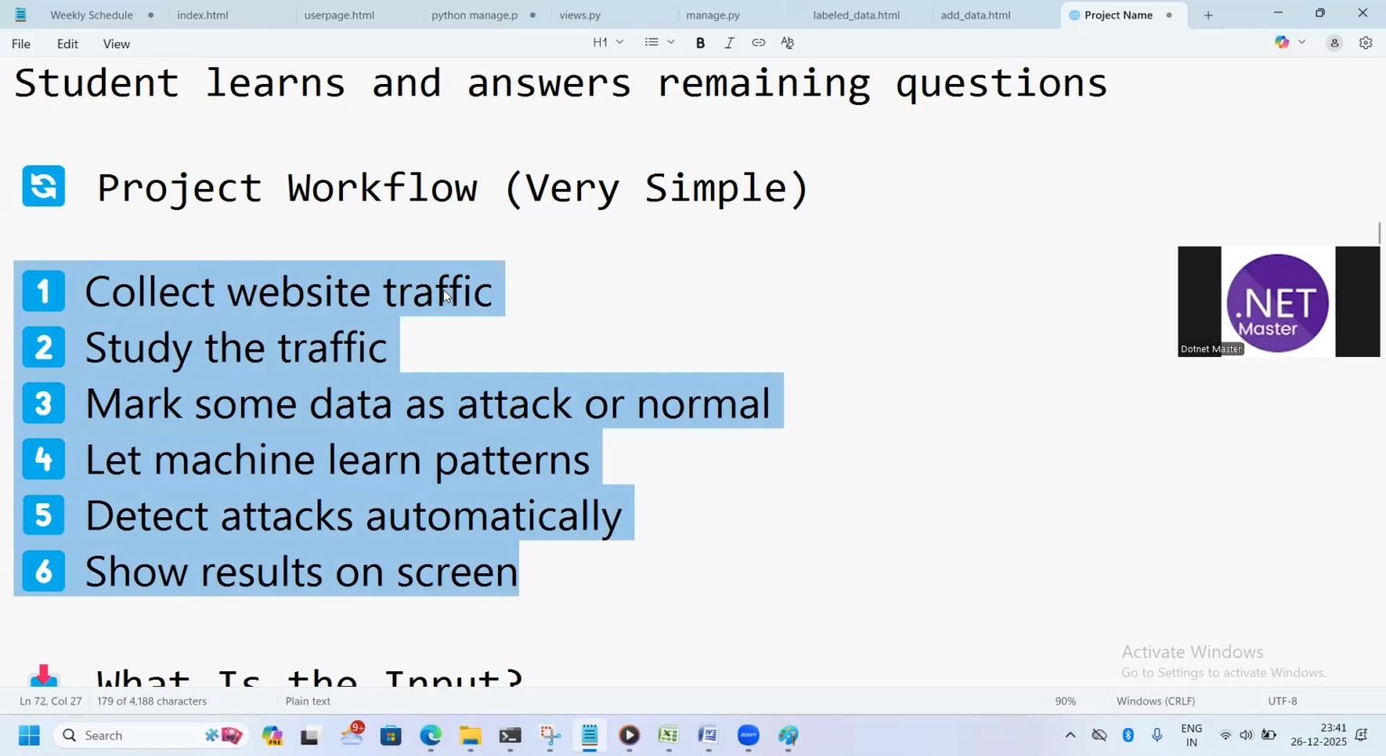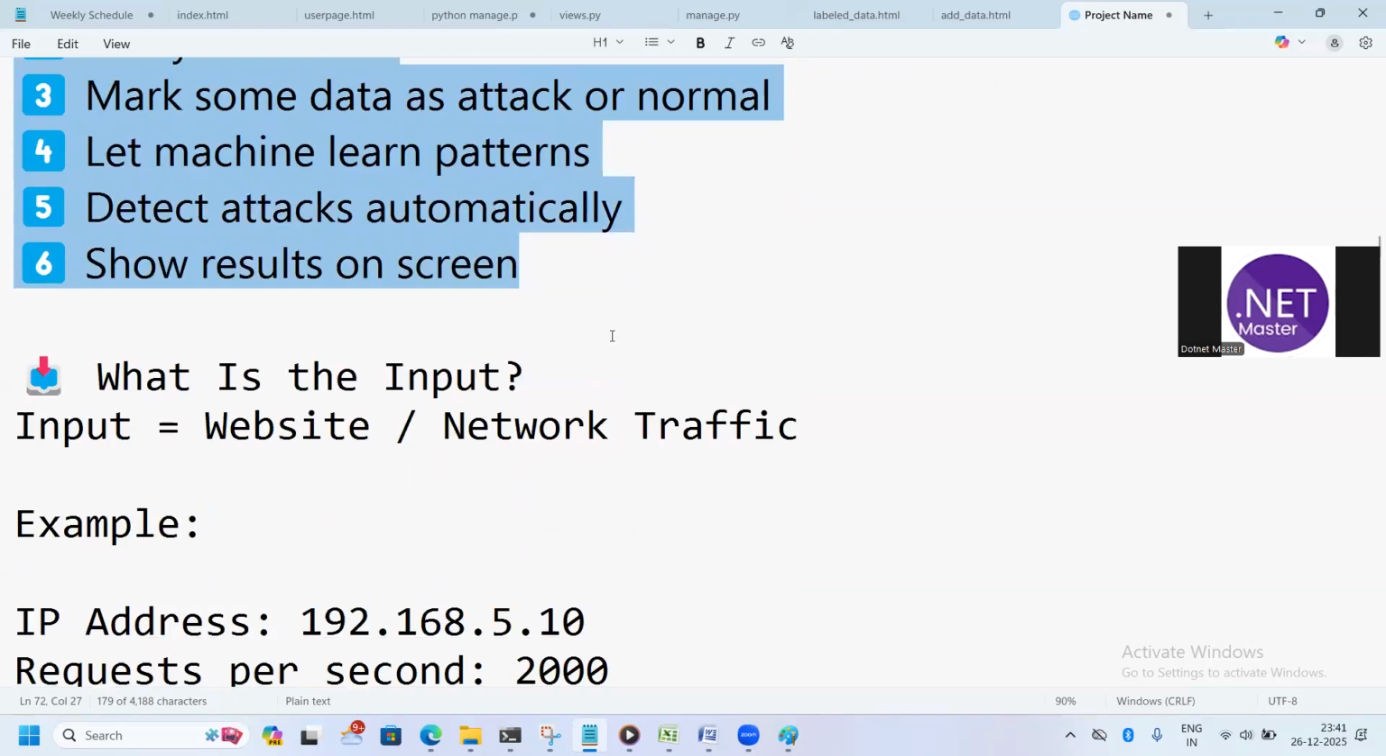So basically this project is all about showing what the traffic is, who is a good person, who is a bad person, what is the labeled data and what is the unlabeled data, and we are going to detect the attacks automatically. Okay, that's what this application will do.